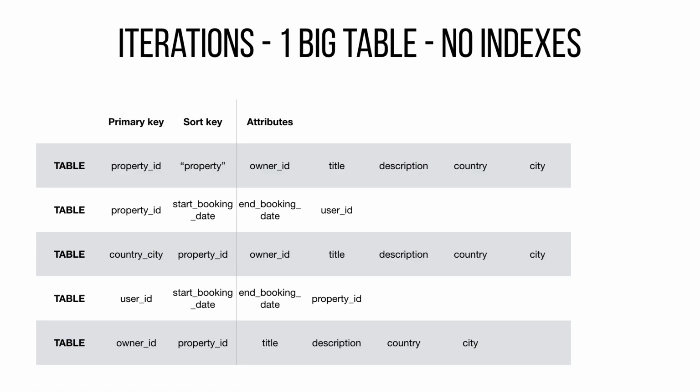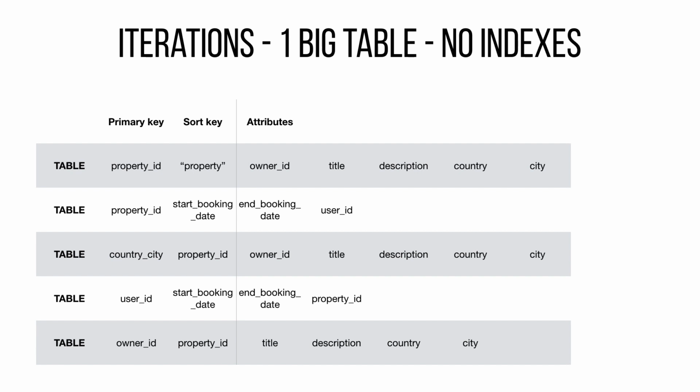So my first iteration was to put everything into a table. I thought, this sounds very simple. Let's put everything in a table without using indexes. You can do it and it can work, but the main problem here is keeping everything in sync. For example, when you add a new property into the system, you need to do like 4 different writes in the table.